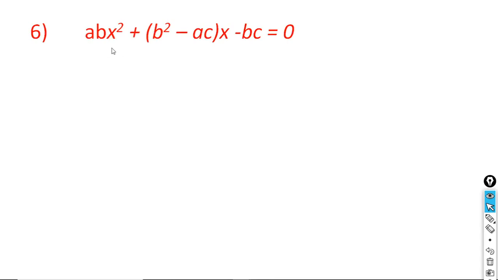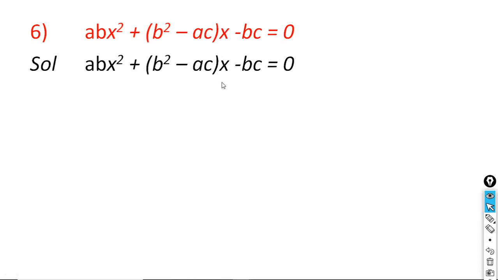Let us try another problem. Now students, in this problem, the equation given is abx square plus b square minus ac into x minus bc equals 0. In this case, we are not going to identify the product and sum. We are just going to simplify the middle term by multiplying x with both the terms. After multiplying, we get abx square plus b square x minus acx minus bc.